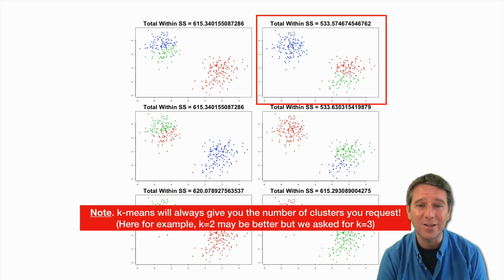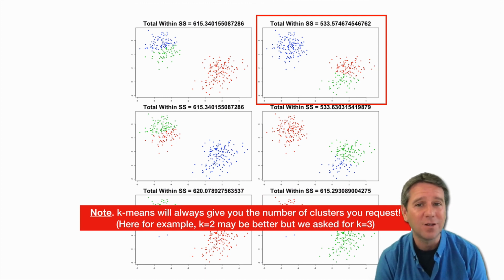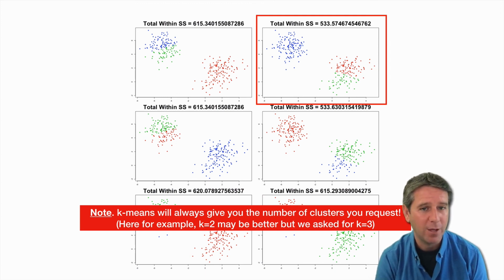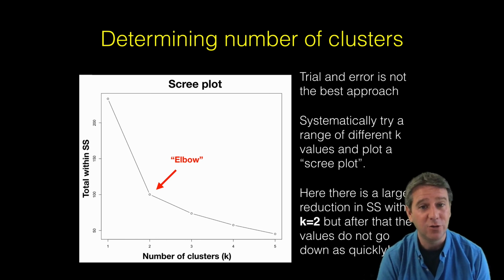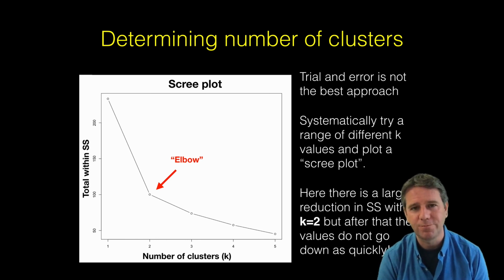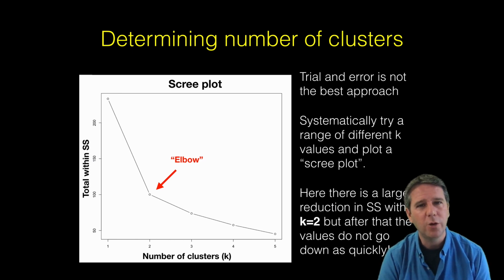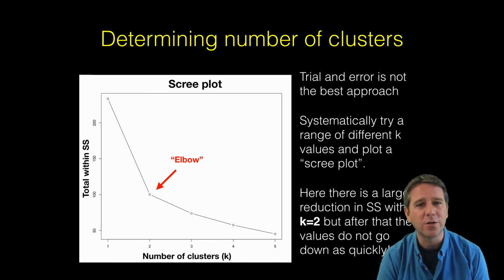So the warning here is that K-means will always give you the number of clusters you request, even if this doesn't make much sense. Okay, so it kind of imposes a structure on your data that you predefine in some respects. So then the question would be, well, how do we know what to ask for? What is a good number of clusters to ask for?